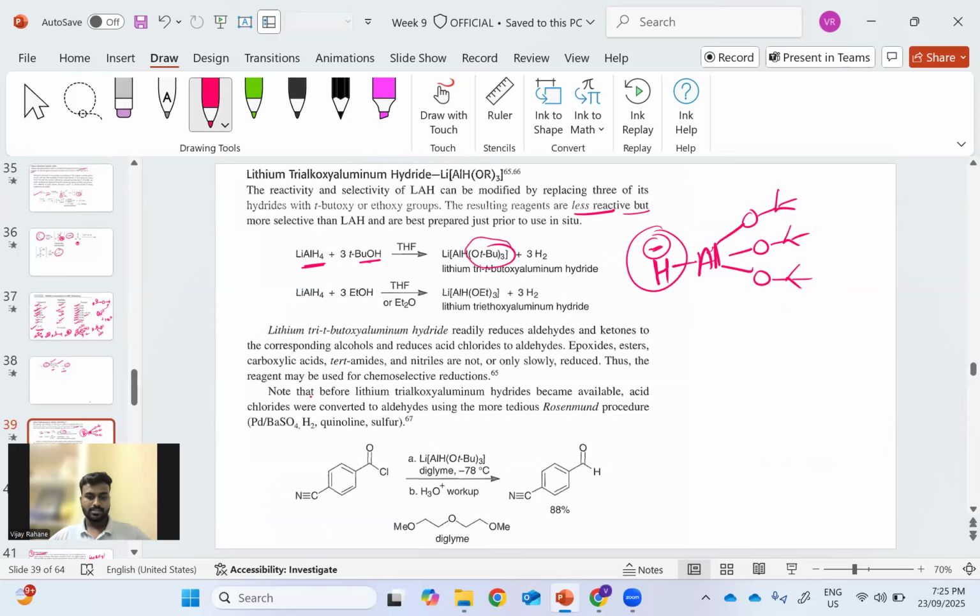So if we have, let's say, acyl chlorides which also have a C triple bond N, and if you want to selectively reduce only the acyl chloride to the aldehyde, at that time we can use such a reagent. So you can see how you can modify the reagent. This is just modified LiAlH4, and it helps to selectively perform the reduction of acyl chloride to the aldehyde.